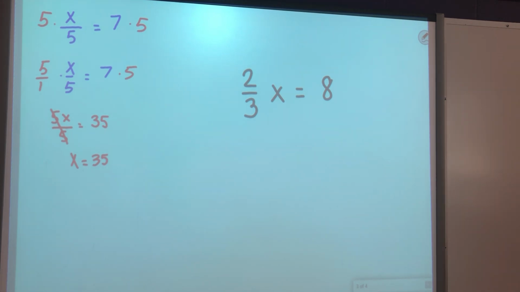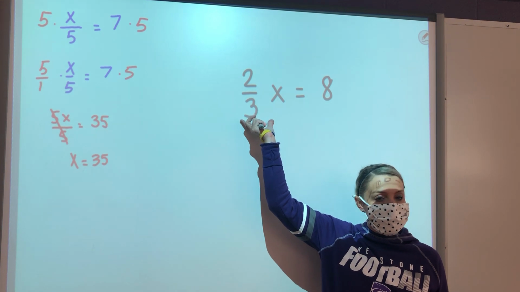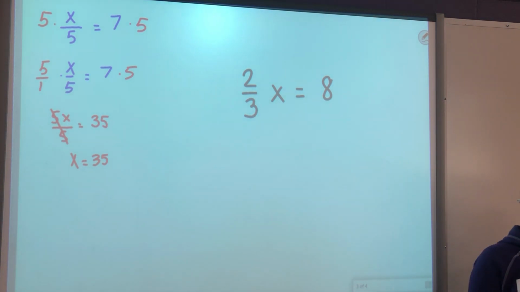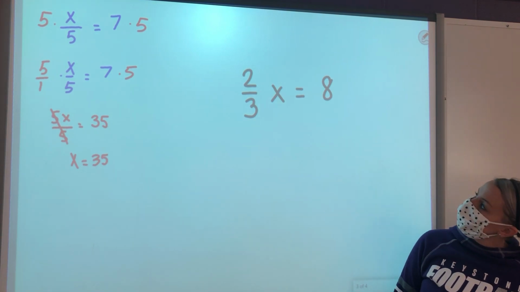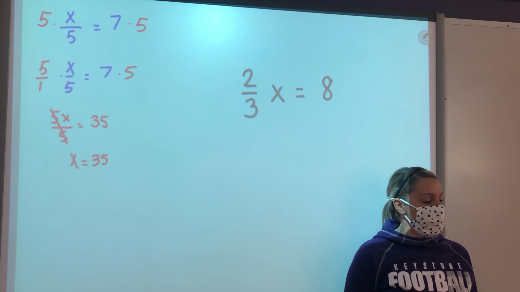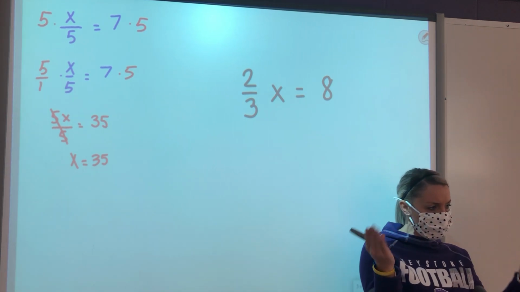2/3 x equals 8. 2/3 times x. 2/3 times x equals 8. How am I going to get a 1 out of this? Yeah, put a 1. No. Put a 1 below it. How do I, if I multiply a fraction times this, I get 1. What is it?